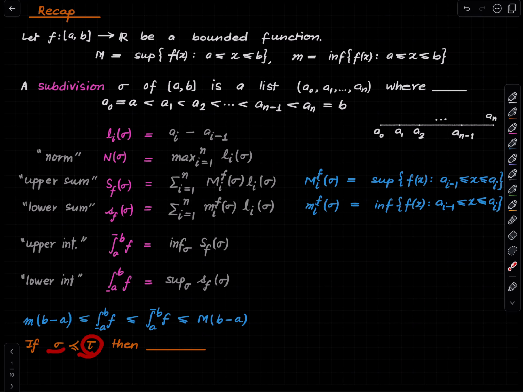So we say tau is finer than sigma, or tau refines sigma, if the set corresponding to tau is a superset of the set that corresponds to sigma. Think of tau as a set, think of sigma as a set. If sigma is contained in tau, you declare that tau is finer than sigma. And if sigma is coarser than tau, or tau is finer than sigma, then in the lower sum this inequality is preserved, and in the upper sum it is flipped.